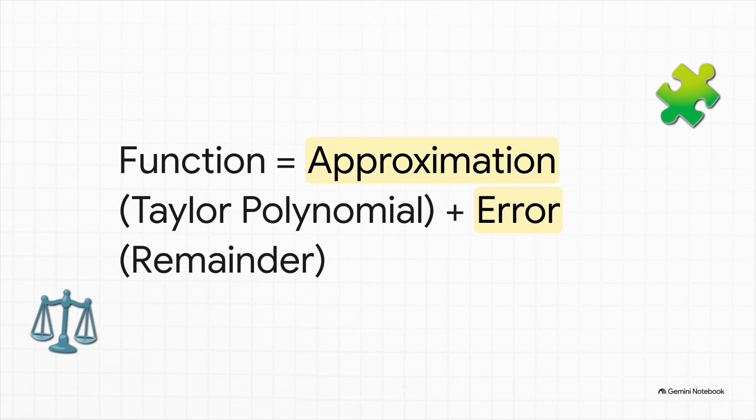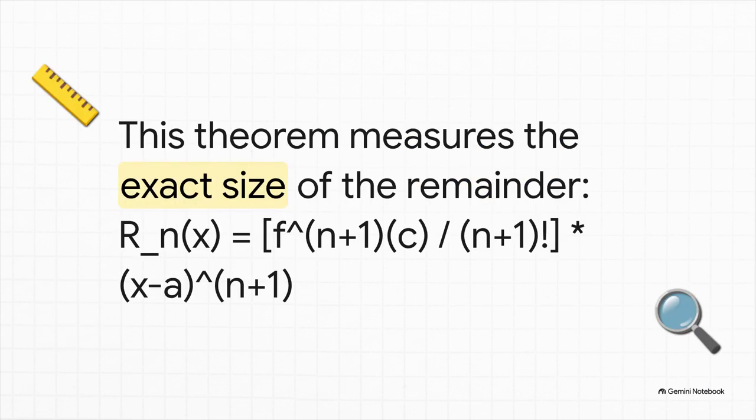So, if we want our Taylor series to perfectly equal the function, we need that error, that remainder, to completely vanish. Enter Taylor's theorem. This is basically our mathematical magnifying glass for measuring the exact size of that error. The theorem states that the remainder is equal to the n+1st derivative of the function evaluated at some mysterious number c, divided by n+1 factorial, all multiplied by x minus a to the power of n+1. Okay, I know. It looks like a terrifying mathematical monster, but what it really gives us is a concrete boundary. It lets us put a firm lid on how big the error can possibly be.